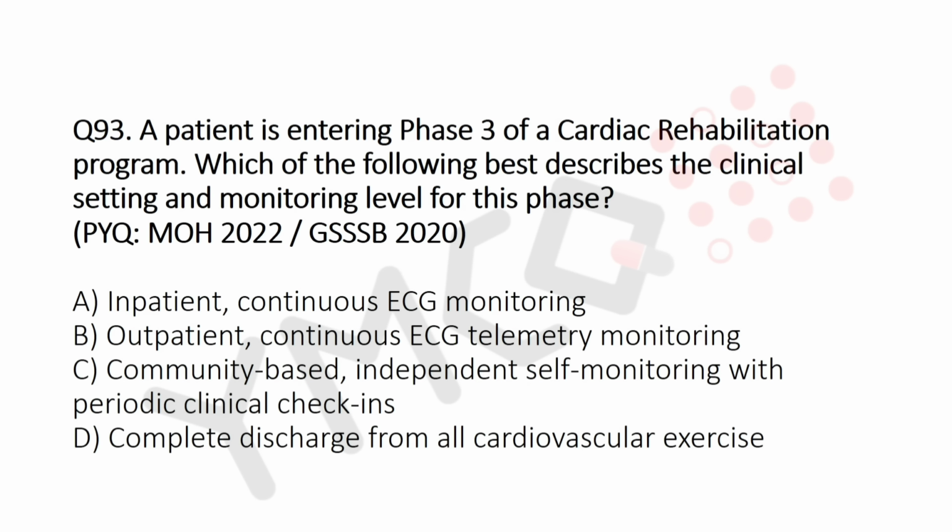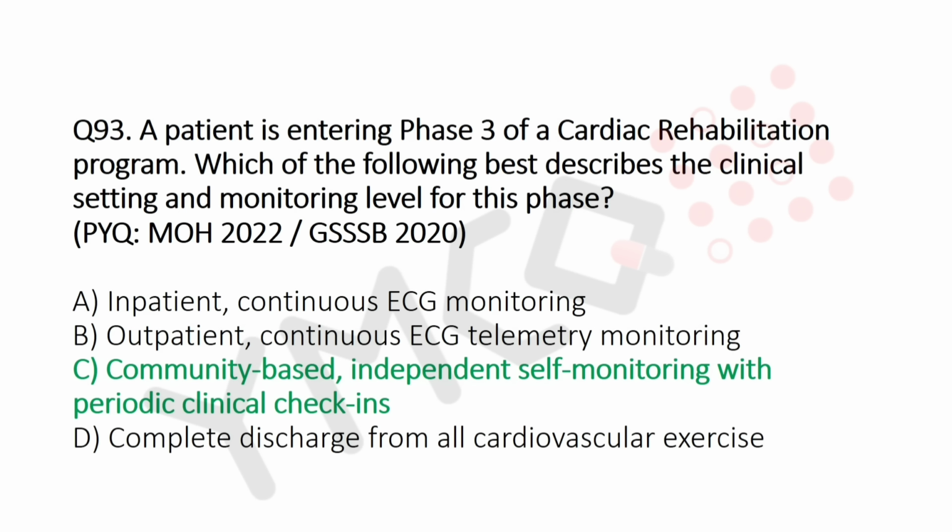Option A, inpatient continuous ECG monitoring. Option B, outpatient continuous ECG telemetry monitoring. Option C, community-based independent self-monitoring with periodic clinical check-ins. Option D, complete discharge from all cardiovascular exercise. And the answer is option C, community-based independent self-monitoring with periodic clinical check-ins.